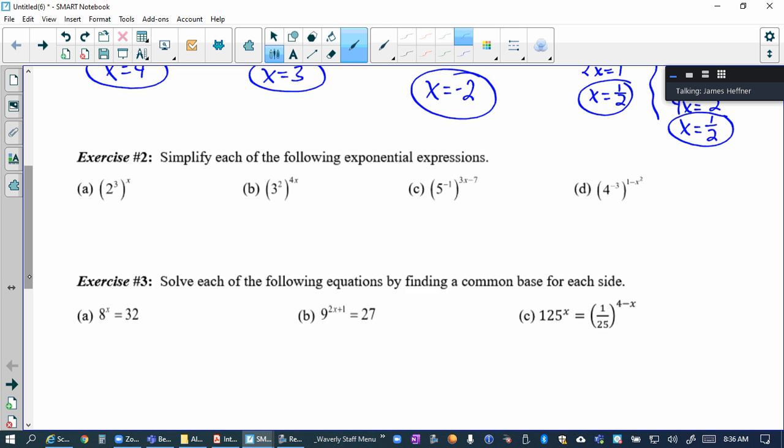Let's take a look at 2 to the 3rd to the x power. That's a power to a power, so this becomes 2 to the what power? 2 to the 3 times x, right? You multiply. What about part B? This would be 3 to the what? 3 to the 8th, 3 to the 8x. 2 times 4x is 8x, right? And what about C?